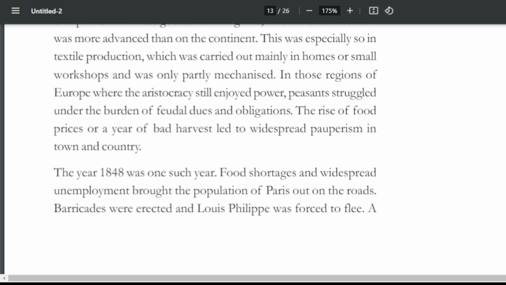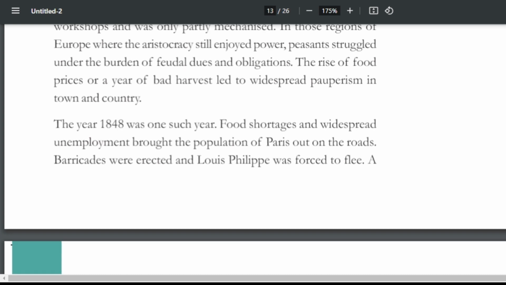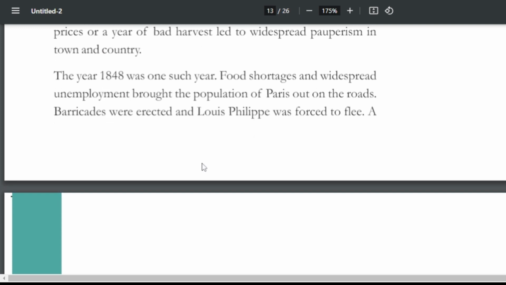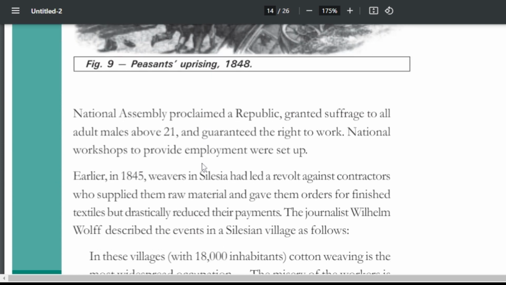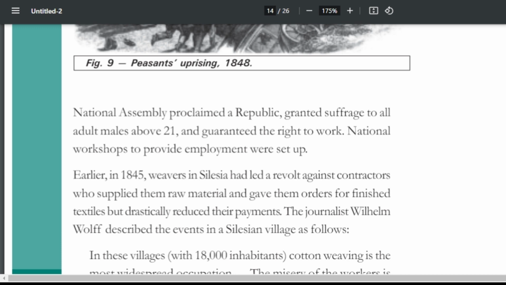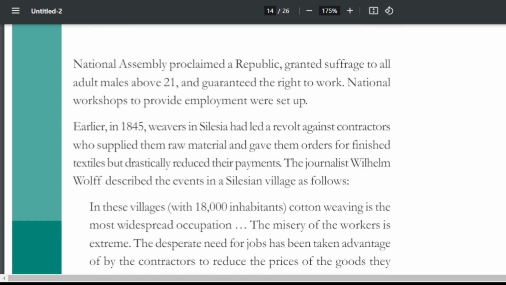Food shortages and widespread unemployment brought the population of Paris out on the roads. Barricades were erected and Louis Philippe was forced to flee. The National Assembly proclaimed a republic, granted suffrage to all adult males above 21, and guaranteed the right to work. National workshops to provide employment were set up.